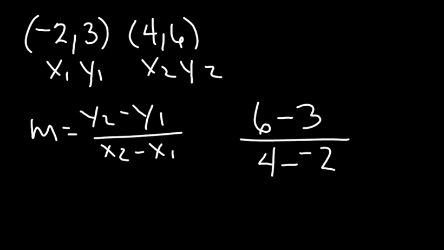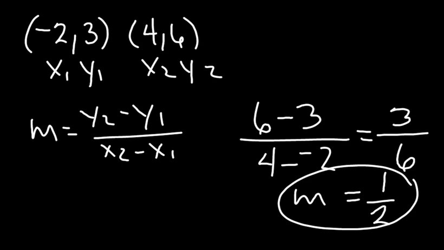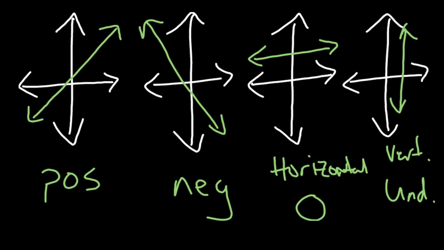Now notice 4 was x2, minus is part of the formula, and negative 2 was x1, so it's all got to be in there. 6 minus 3 is 3. 4 minus negative 2 is 6, because minus a negative is plus a positive. This fraction will reduce to 1/2. It's always a good idea to reduce, and the slope is 1/2. That's all there is to it. It's that easy.